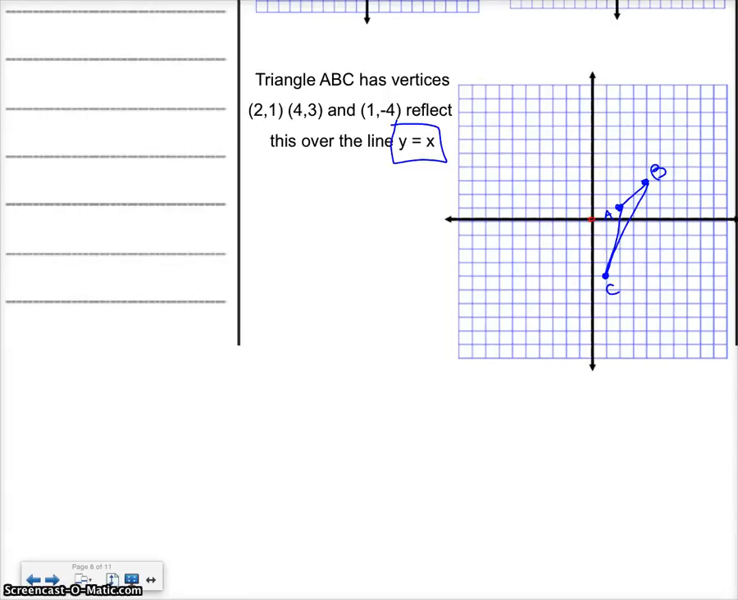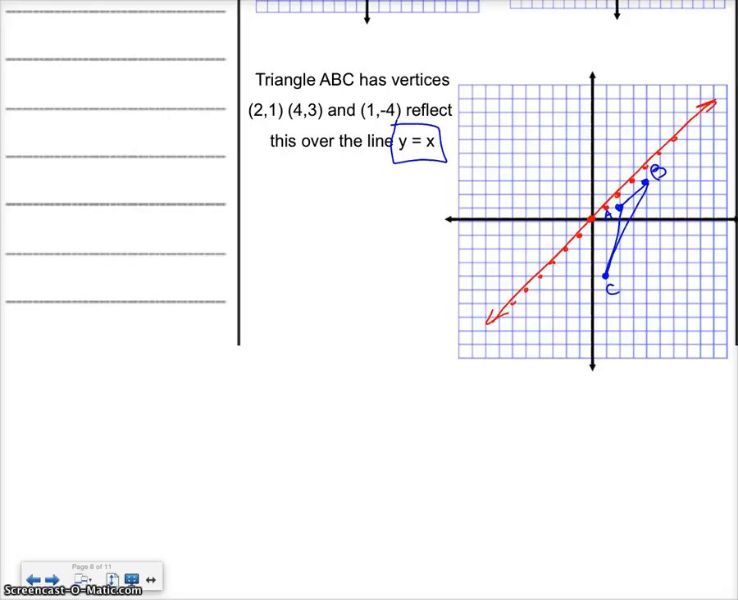So when x is 0, it always goes through the origin. And then when x is 1, so is y. When x is 2, y is 2. When x is 3, y is 3. And it just follows that diagonal. And I just make a lot of points until I see that I can draw a straight line. And that is the line I'm going to use as my line of symmetry.